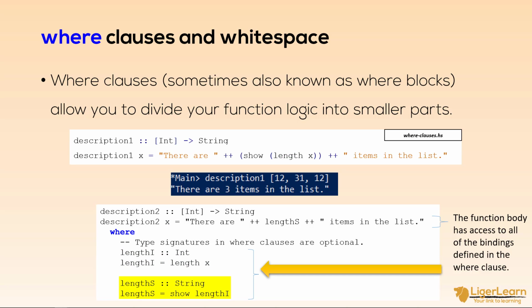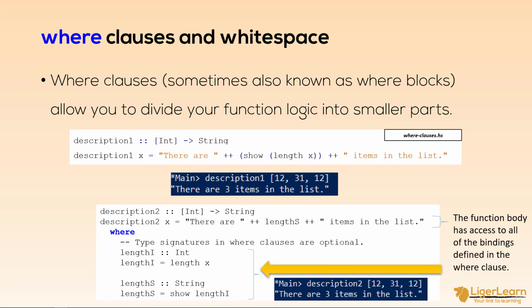The second variable, length s, is the value returned as a result of calling the show function. We pass in the value of length I here because we want it converted from an int to a string. This is again the same as what we did before in description1 by calling the show function. Then finally, in the actual function body, we refer to the variable length s to get our final string which we return. And when we call the function, it works in the exact same way as the previous one.